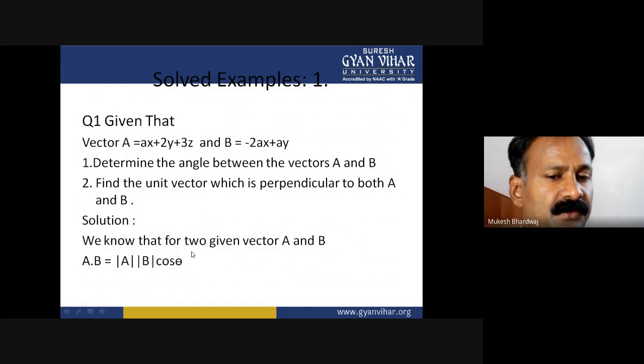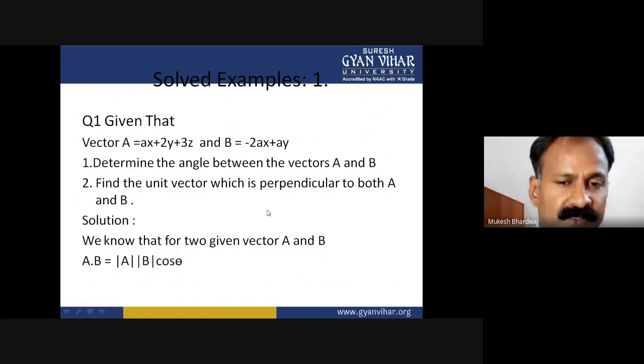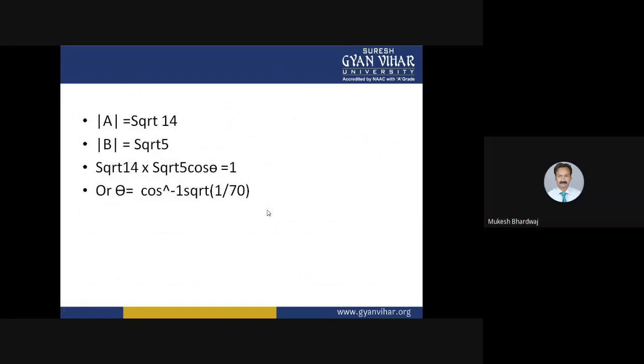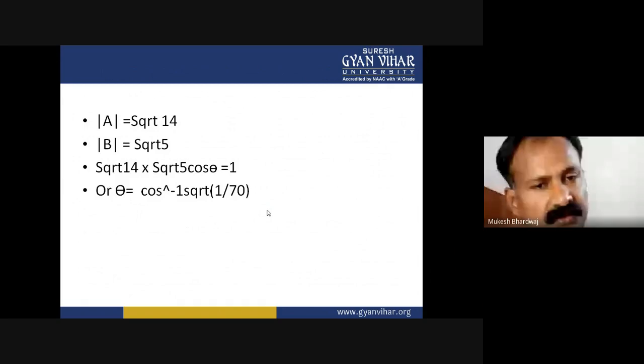So we know the solution that for two given vectors A and B, A dot B is given by AB cos theta. The magnitude of A is square root 14, the magnitude of B is square root 13. So square root 14 into square root 13 cos theta equals 1, or theta equals cos inverse of 1 by square root of 182.